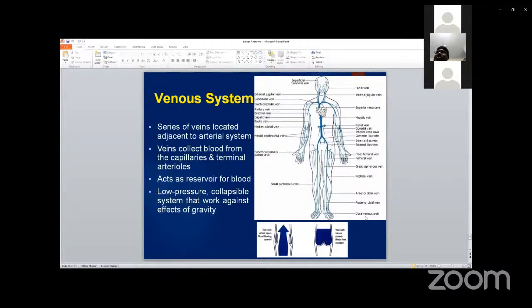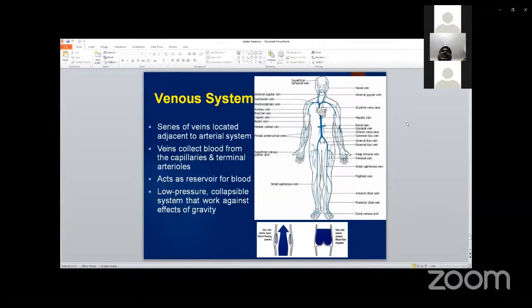Systolic means contraction of the left ventricle. During that time, it happens. Diastolic blood pressure happens during relaxation of the atrium and ventricle. So next slide is the venous system. The venous system is nothing but the blood vessels which carry deoxygenated blood from different parts of our body to our right atrium. I have explained about this in the heart function session.